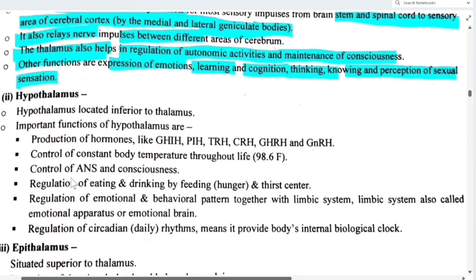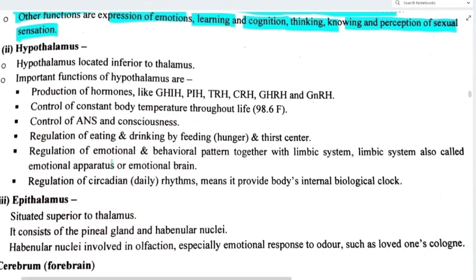Now come to hypothalamus. Hypothalamus is located inferior to thalamus, मतलब पीछे. Inferior का मतलब क्या है? Thalamus के पीछे है hypothalamus. So we know, right? Hypothalamus और pituitary का जो axis है उससे ही सारे hormones produce होते हैं. So let's see one by one.